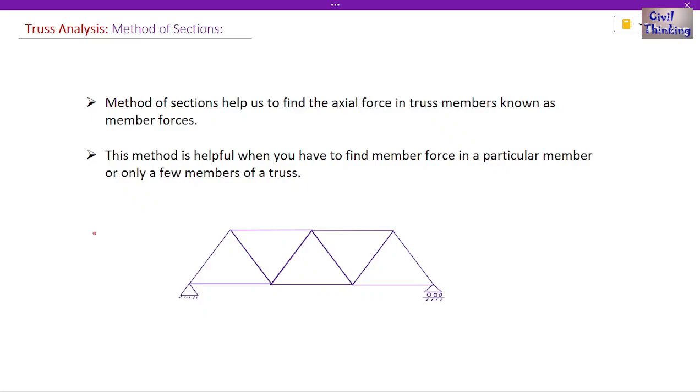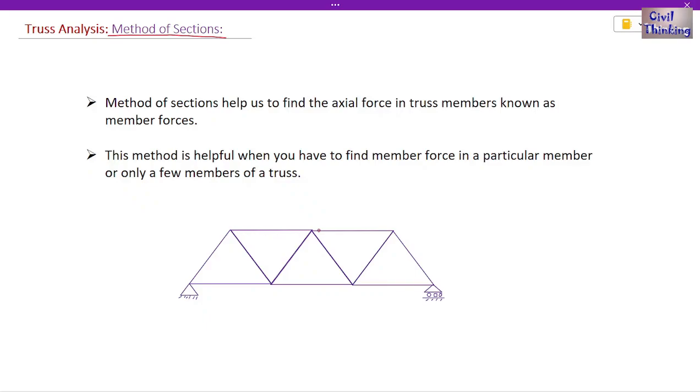Now we have already made a video lecture on truss analysis using method of joints. Now in this class we will see another method. The second method is method of sections. In the method of sections, we use this to find the axial force in truss members. Let us say this is a truss.